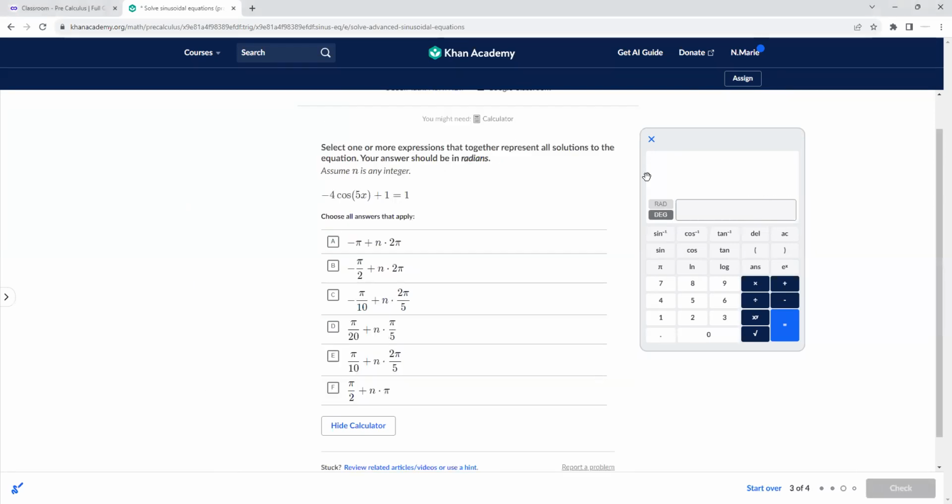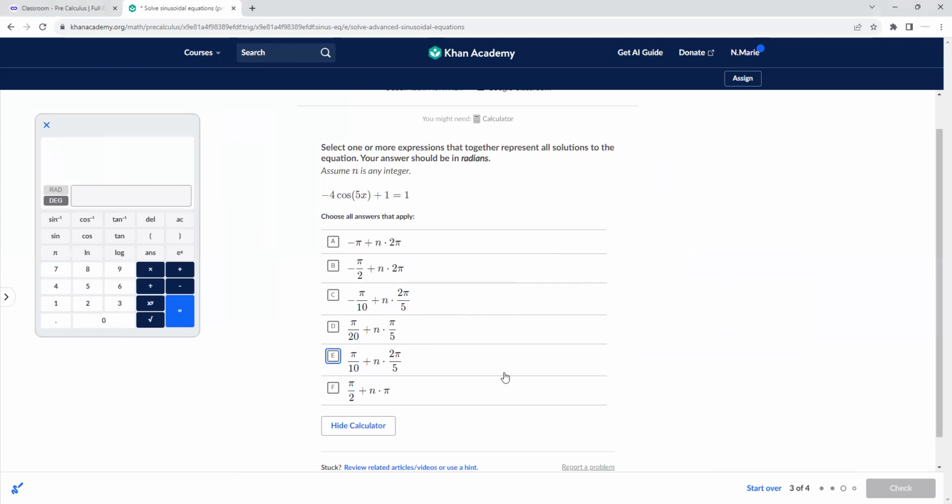All right, so let's look at another one. So this should also be in radians. Same thing, we need a -1 to the other side and then divide by -4. And we're going to be left with cosine 5x equals, when I move the -1 to the other side, I'll get 0. And then when I divide by -4, I'll also still have 0.